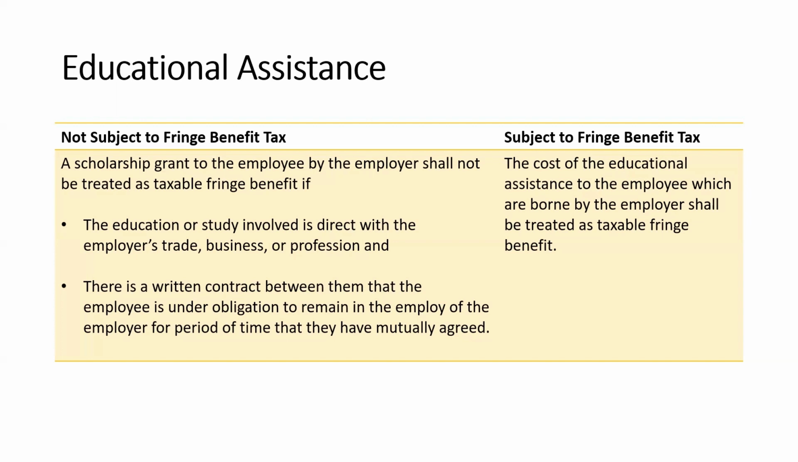Directly related sa employer's trade, business or profession, and there's a written contract between them na merong bond. Ano ba yung bond na yan? Mag-aaral ka sa AIM pero hindi ka pwedeng umalis for 2 years. Papadala kita sa training sa Florida pero hindi ka pwedeng umalis for 1 year. Yan, bond. Hindi yan subject sa fringe benefit tax. Pero kung pinag-aaral ka lang, walang tali, walang bond, then the cost of the educational assistance to the employee which are borne by the employer shall be treated as taxable fringe benefit.